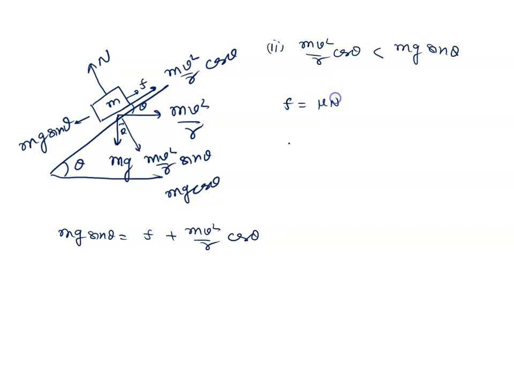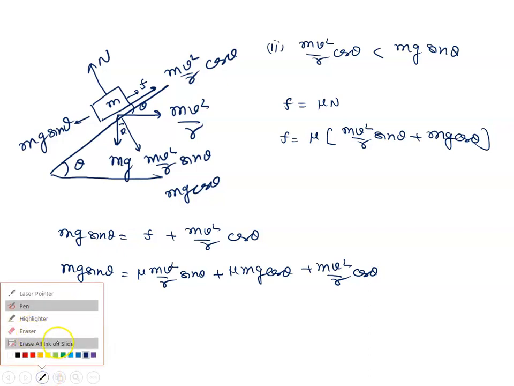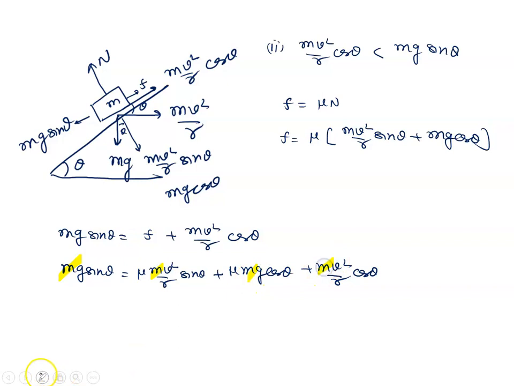F is given by mu into normal reaction. So f equal to mu, normal reaction is visible to all of us, N equal to mv square upon r sin theta plus mg cos theta. We put the value of the f here. What we will write? mg sin theta equal to f is mu, and open the bracket, mv square upon r sin theta plus mu mg cos theta plus mv square upon r cos theta. Now we cancel the m and we will write mu v square upon r sin theta plus v square upon r cos theta equal to g sin theta minus mu g cos theta.